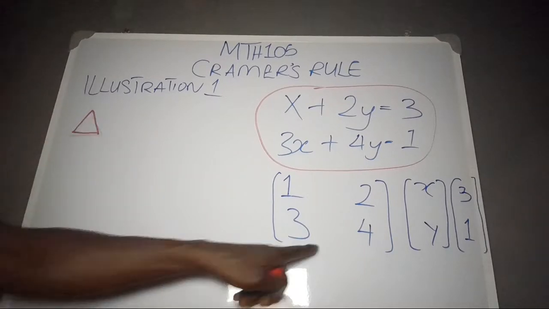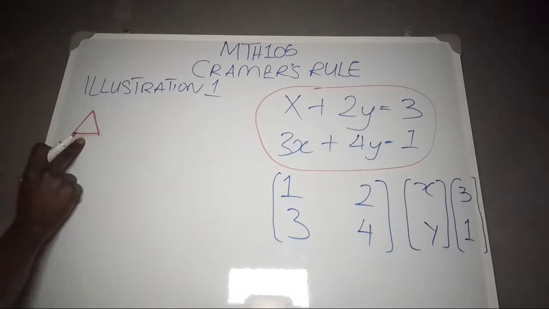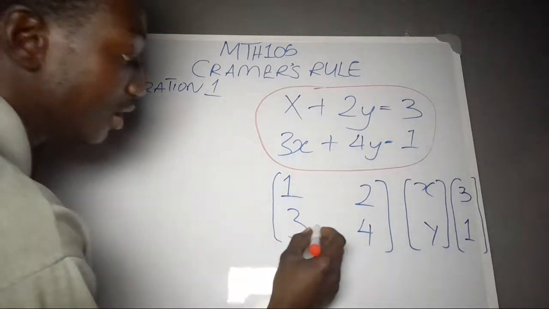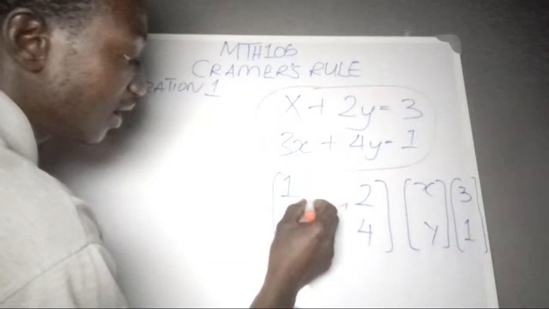Now to find the determinant of this matrix, we represent it with this sign. We then do this: this multiplies this, and this multiplies this.